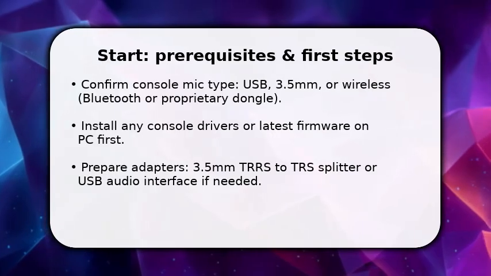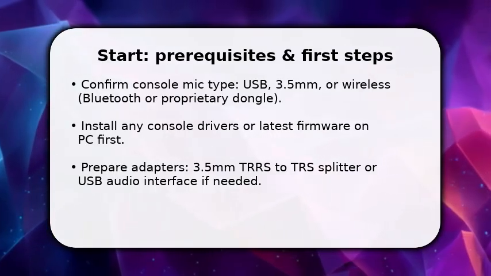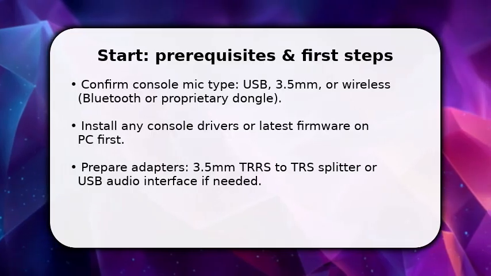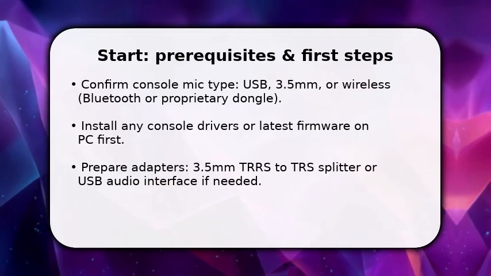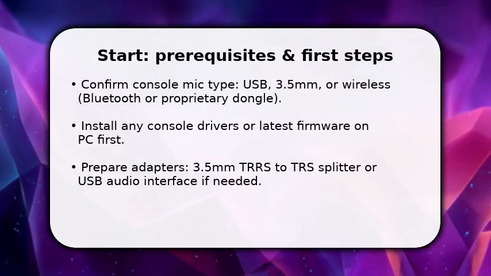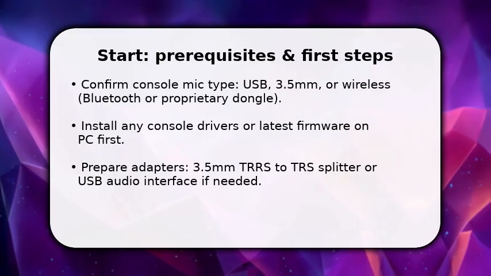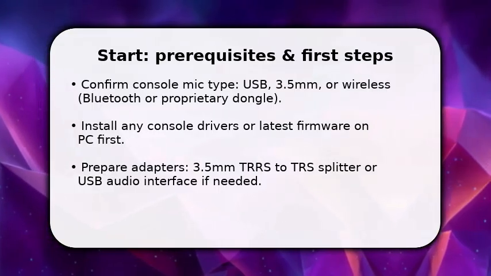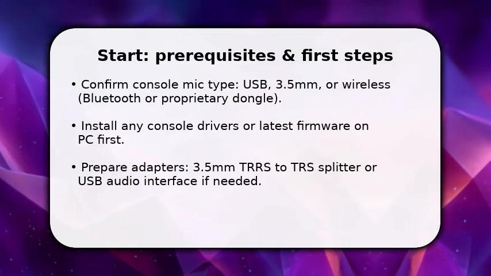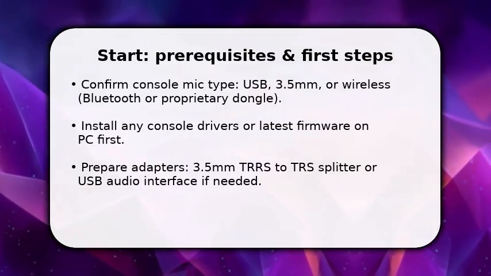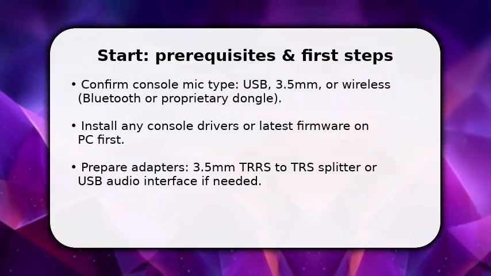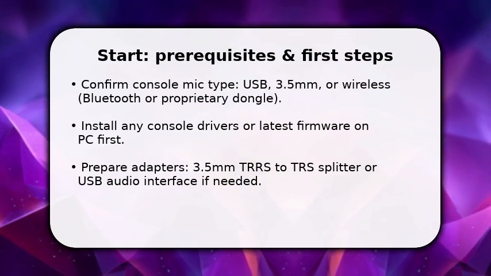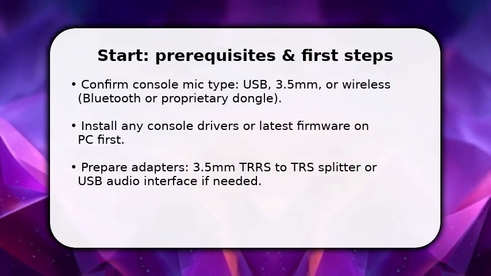Enjoy the video. You already have the mic and a PC. Now start the actual connection. First, identify whether it's USB 3, 5mm TRRS, or a wireless dongle. This determines the adapter. Once done, install any console-specific drivers or the latest firmware on your PC so the device enumerates correctly. Next, attach a TRRS to TRS splitter for headsets or plug the dongle into a USB port. Make sure the PC recognizes new hardware in Device Manager before moving forward.